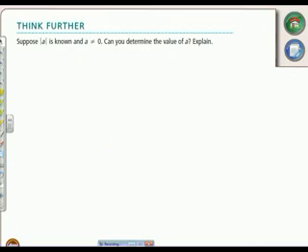Suppose that the absolute value of A is known, and A is not 0. Can you determine the actual value of A? Well, no. We don't know if A was originally positive or negative. A could be positive or negative. We're not sure which one it was. All we know is that the absolute value gave us the positive value.